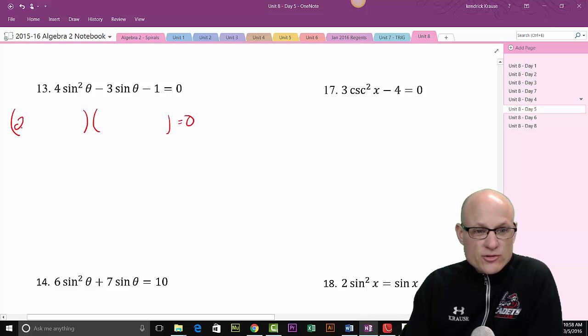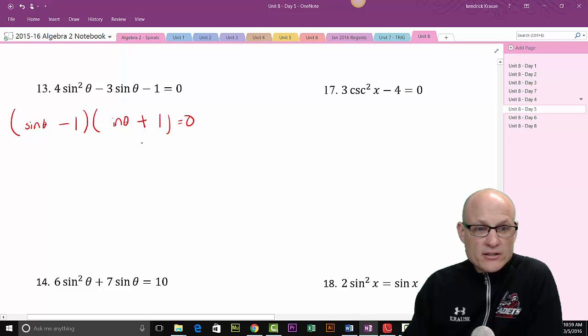So let's try 2 sine theta and 2 sine theta. Well, the only way to multiply to -1 is -1 and a +1. But those won't give me 3. Actually, that's the difference of perfect squares. That won't work. So 2 and 2 is not going to work.